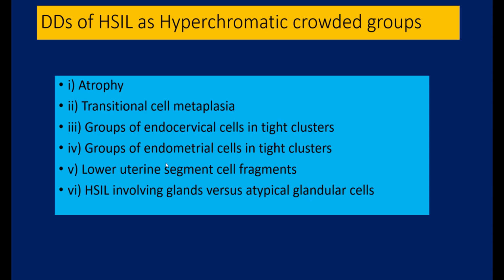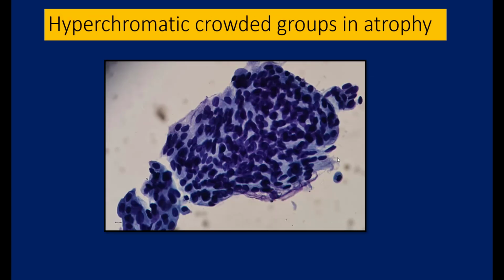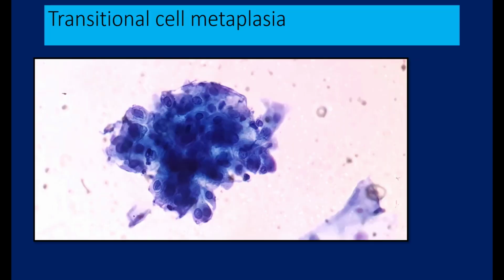So the differential diagnoses of HSIL with hyperchromatic crowded groups would be atrophy, transitional cell metaplasia, groups of endocervical cells in tight clusters, groups of endometrial cells in tight clusters, lower uterine segment fragments, and ASC-H involving glands versus atypical glandular cells. I've dealt with most of them, but just a few of them here. So this is a hyperchromatic crowded group in atrophy. Most of them you have already seen.